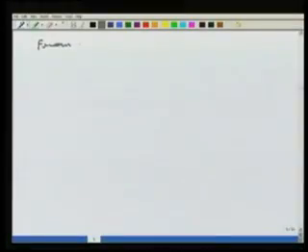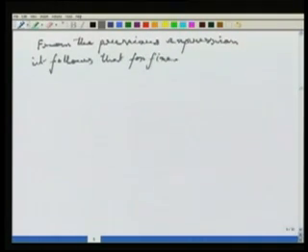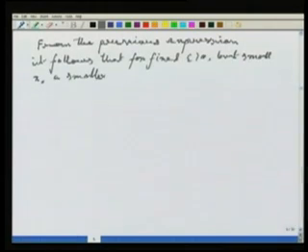So let us note it down. From the previous expression, it follows that for fixed epsilon but small x naught, a smaller delta will work. This is what I got analytically.